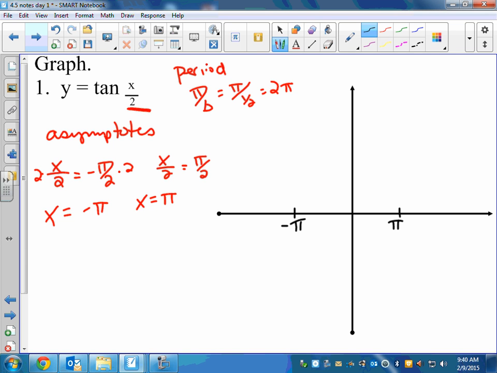Which one? Do you agree that 3 pi is the next asymptote? They have to be the same distance. So this is 2 pi. So the next one evenly spaced is not going to be the asymptote. It would be 3 pi. You see what I'm saying? So I'm going to draw that in.